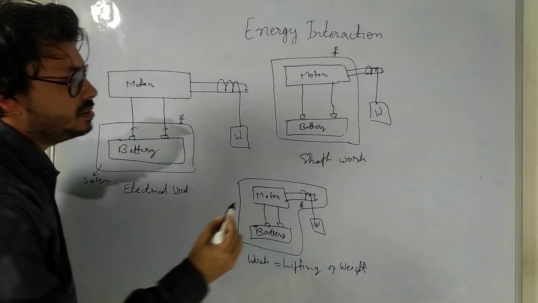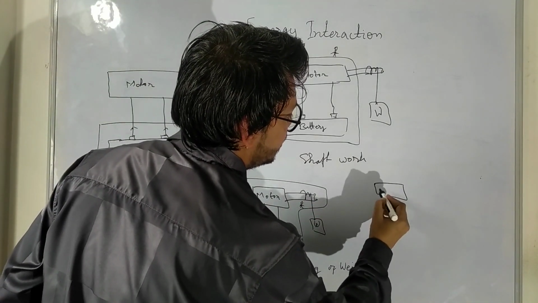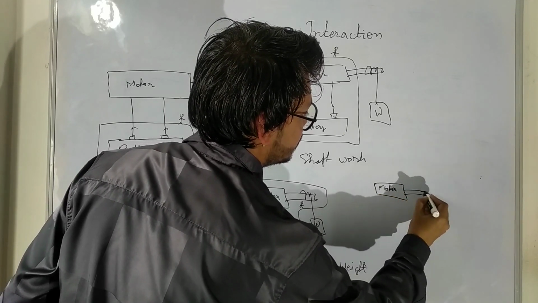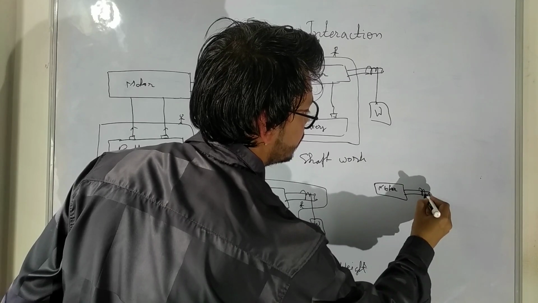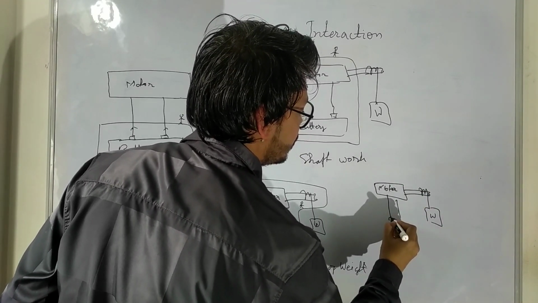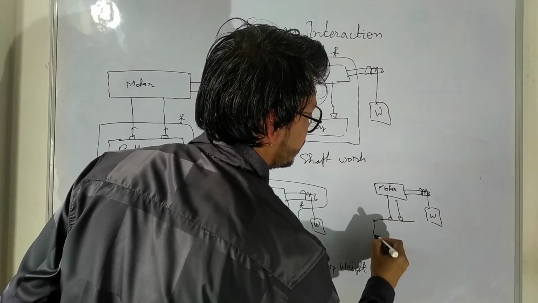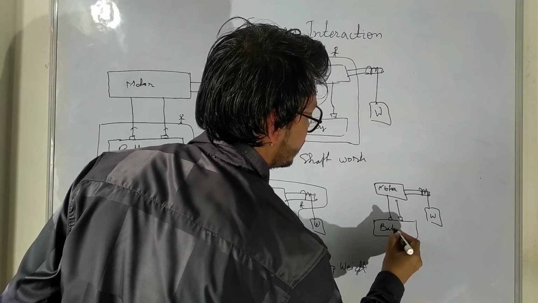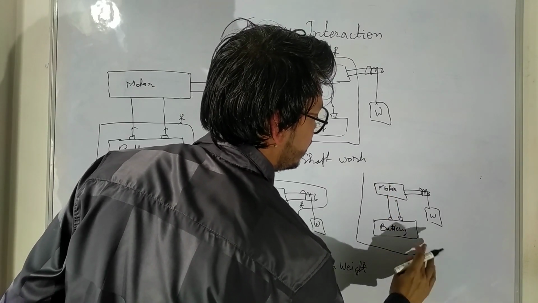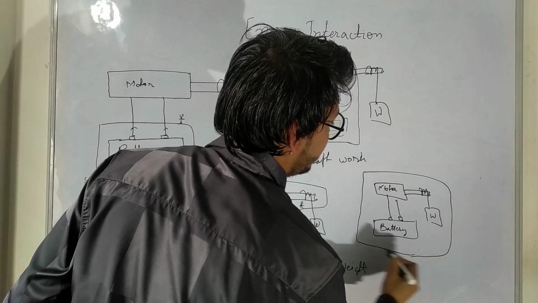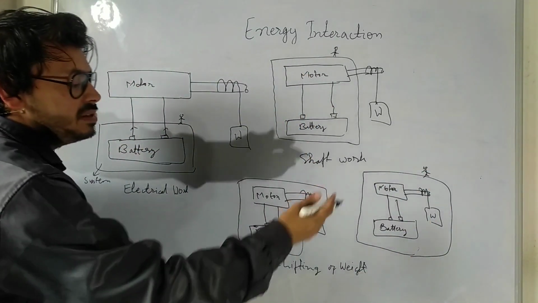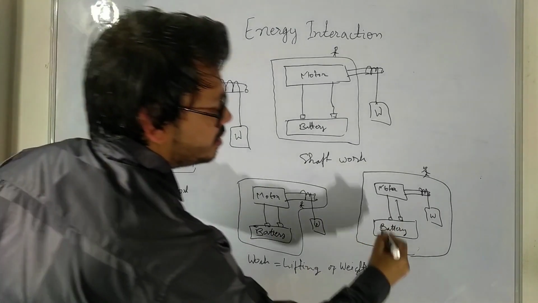Now in the same example, if we further change the boundary, now we will consider this whole as our boundary and put somebody here. What will he see? He will see that there is no work.